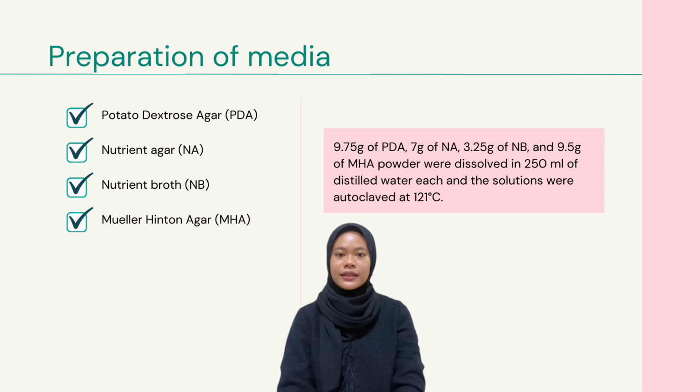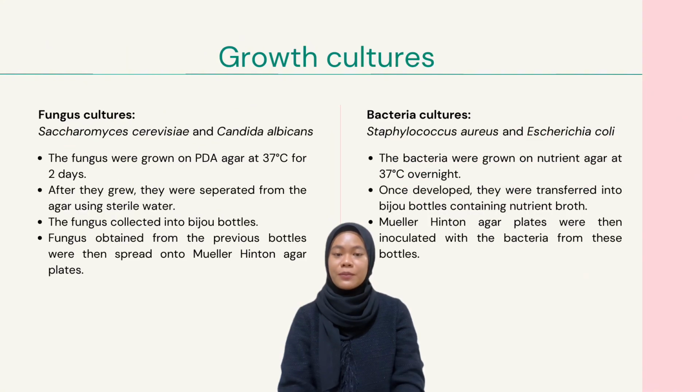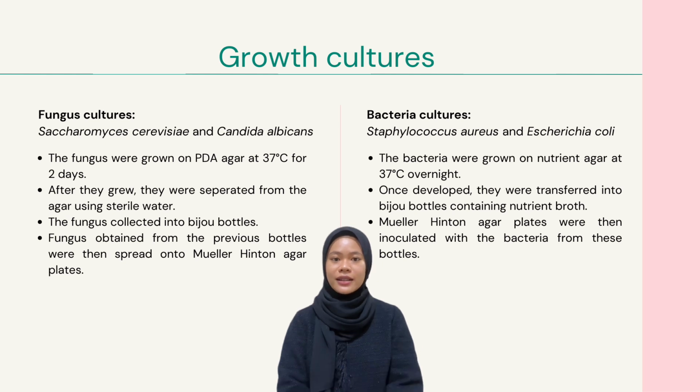Next, to prepare the media, potato dextrose agar, nutrient broth, and Mueller-Hinton agar are autoclaved at 121 degrees. After the media have been prepared, they can be used to grow culture. The fungi employed are Saccharomyces and Candida albicans, and the bacteria used are Staphylococcus and E. coli. The fungi were grown on PDA agar and incubated for 2 days. After that, they were separated from the agar using sterile water. The fungi were then collected into bigger bottles before being spread onto Mueller-Hinton agar plates.